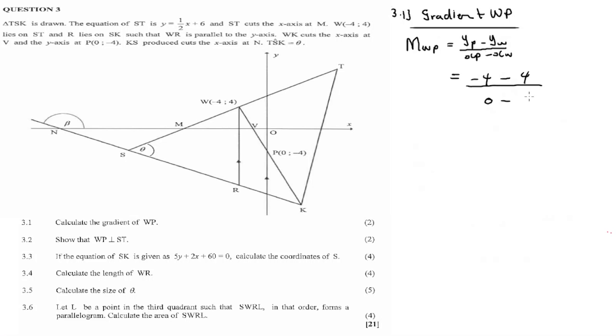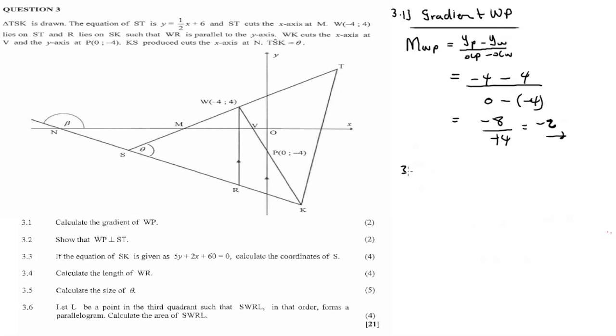XP is 0 minus XW, which is minus 4. Subtracting the two in the numerator, I get minus 8, and in the denominator I get positive 4, because a negative and a negative is positive. Negative 8 divided by positive 4 is negative 2. So the gradient of WP is negative 2.